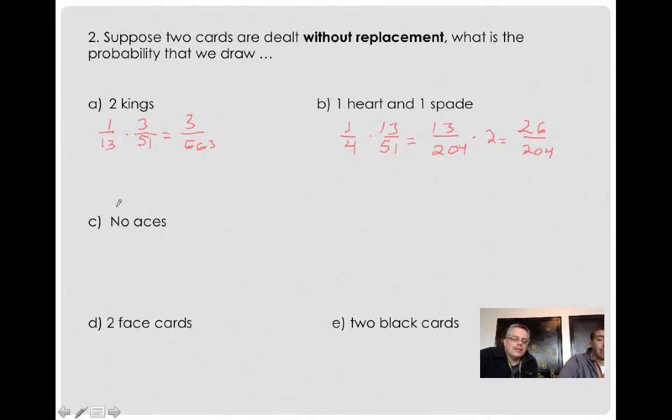All right, no aces. The first card's not an ace. That's probably 12 out of 13. But again, 1 card is gone, so now it would be 47 out of 51. Originally, there are 48 cards that are not aces, and one of them's gone, so there's 47 out of 51. All right, so the numerator is going to be 12 times 47, which is 564 over 663.